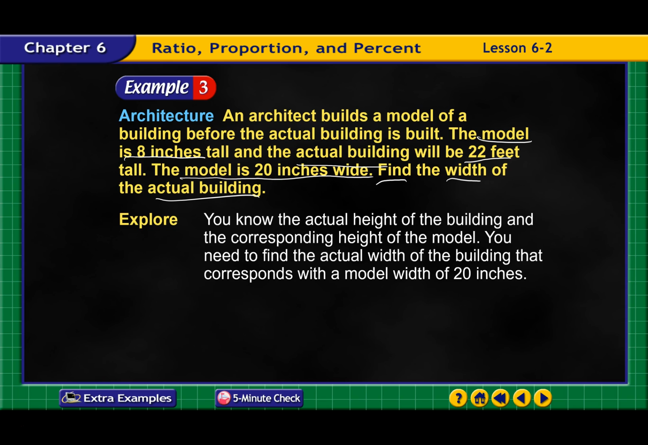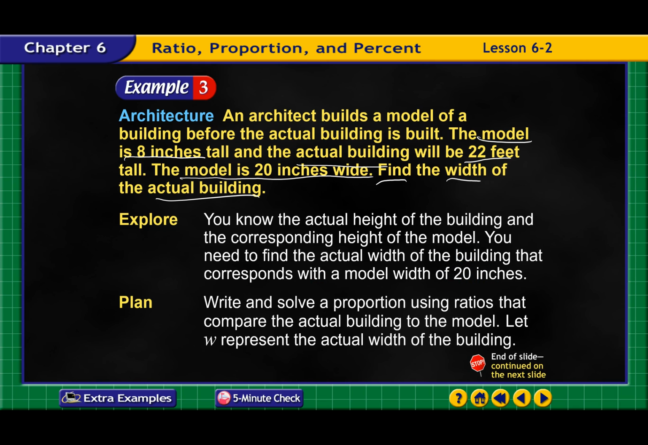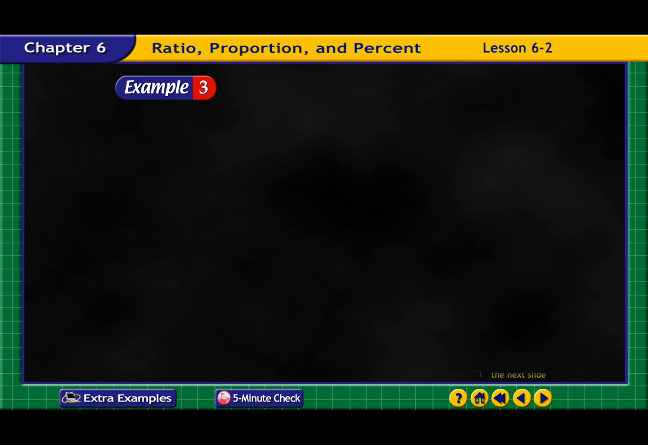So you know the actual height of the building and its corresponding height on the model, because I see here the model is this inch tall and this inch is tall. So I have 8 inches to 22 feet. And we need to know how far it is to correspond with that 20 inches wide. So write and solve the problem using a proportion, using ratios to compare the actual height of the building to the model. We'll let that be W with the actual width of the building.